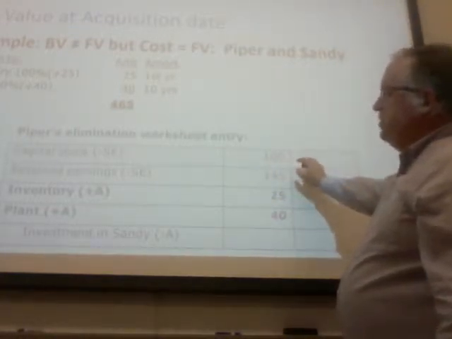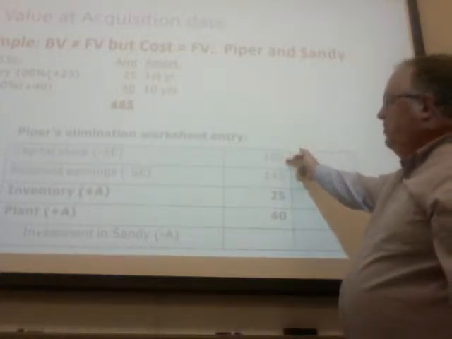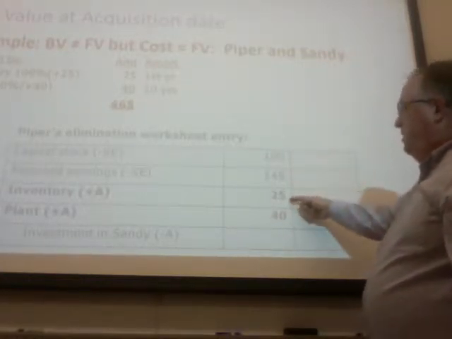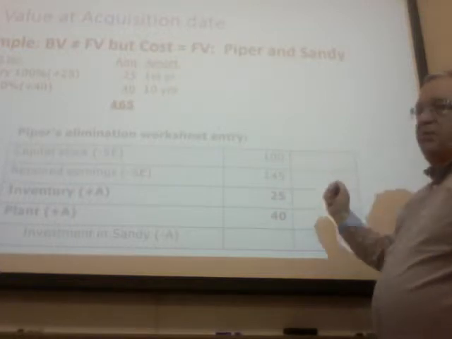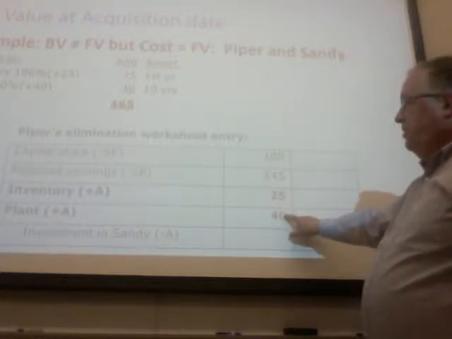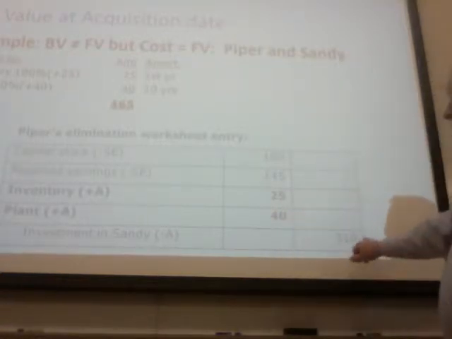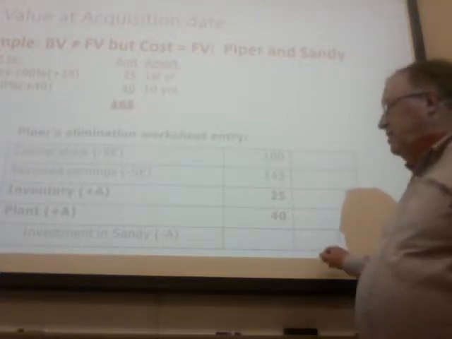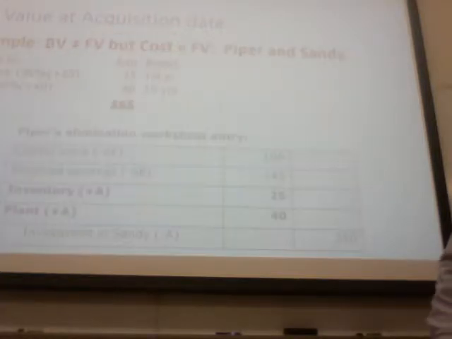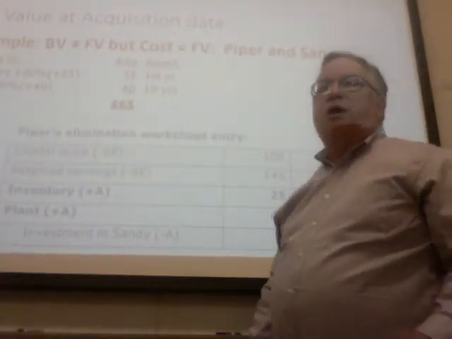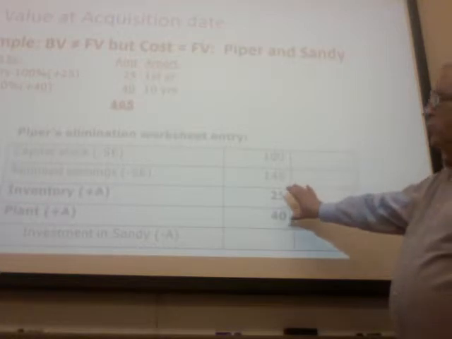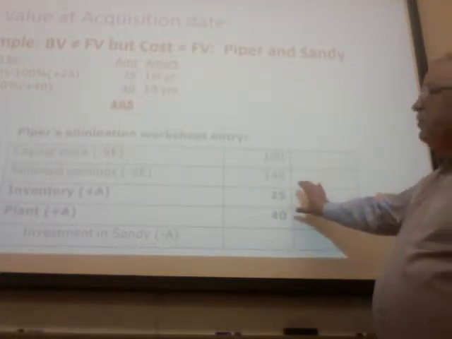Piper's elimination worksheet entry. We're debiting the capital stock of Sandy, debiting the retained earnings of Sandy, which removes those. We're debiting our inventory to write it up to acquisition cost, we're debiting our plant to write it up, and we're crediting our investment in Sandy for 310. Any question about this basic elimination entry? Again, we're eliminating the equity of the subsidiary against the investment account, and we're recording our differentials as part of that, our fair value differentials.